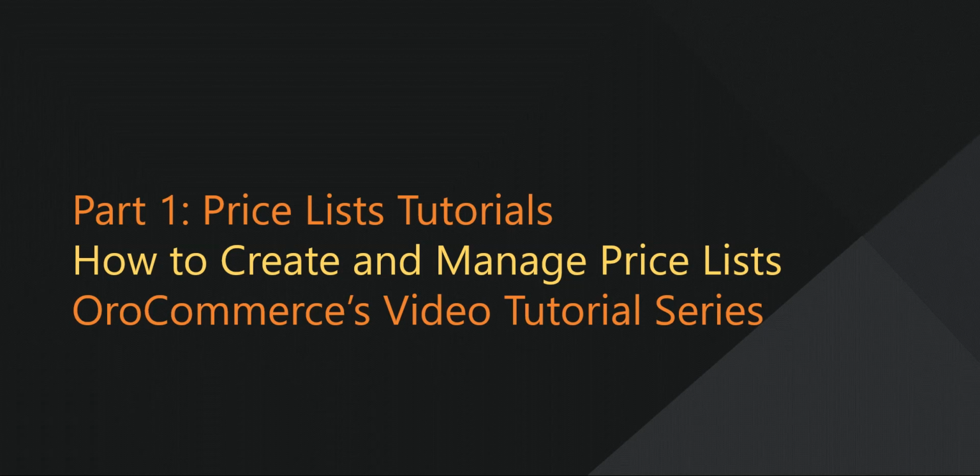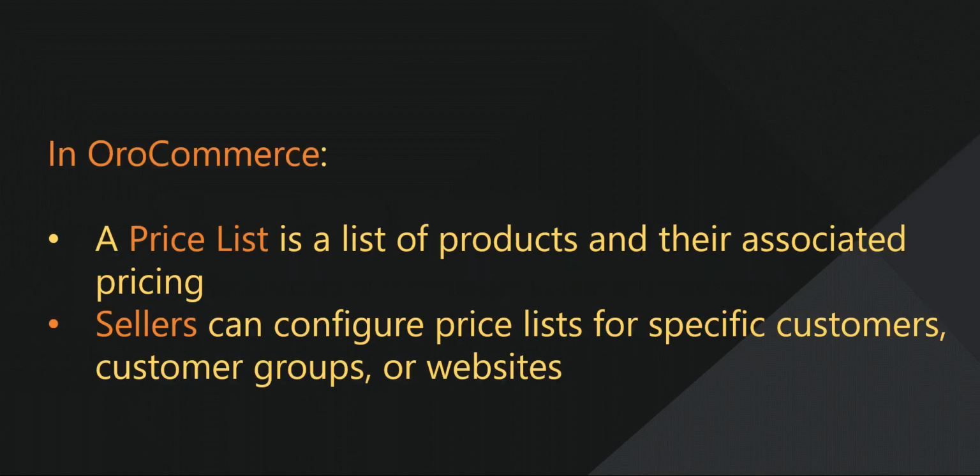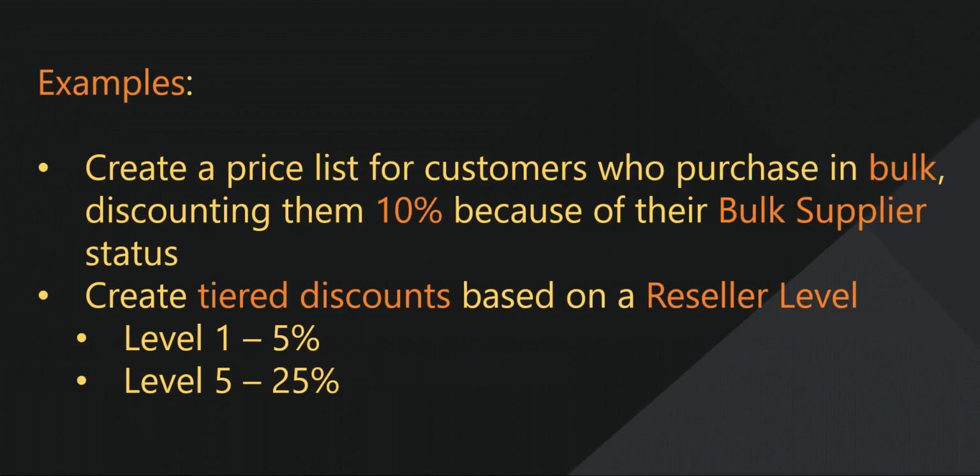Today I'll be demonstrating how to create and manage price lists within OroCommerce. A price list is a list of products and their associated pricing. OroCommerce allows sellers to configure price lists for specific customers, customer groups, or websites. For example, you can create a specific price list for customers who purchase in bulk, adding a 10% discount off of every item in the list because of their bulk supplier status.